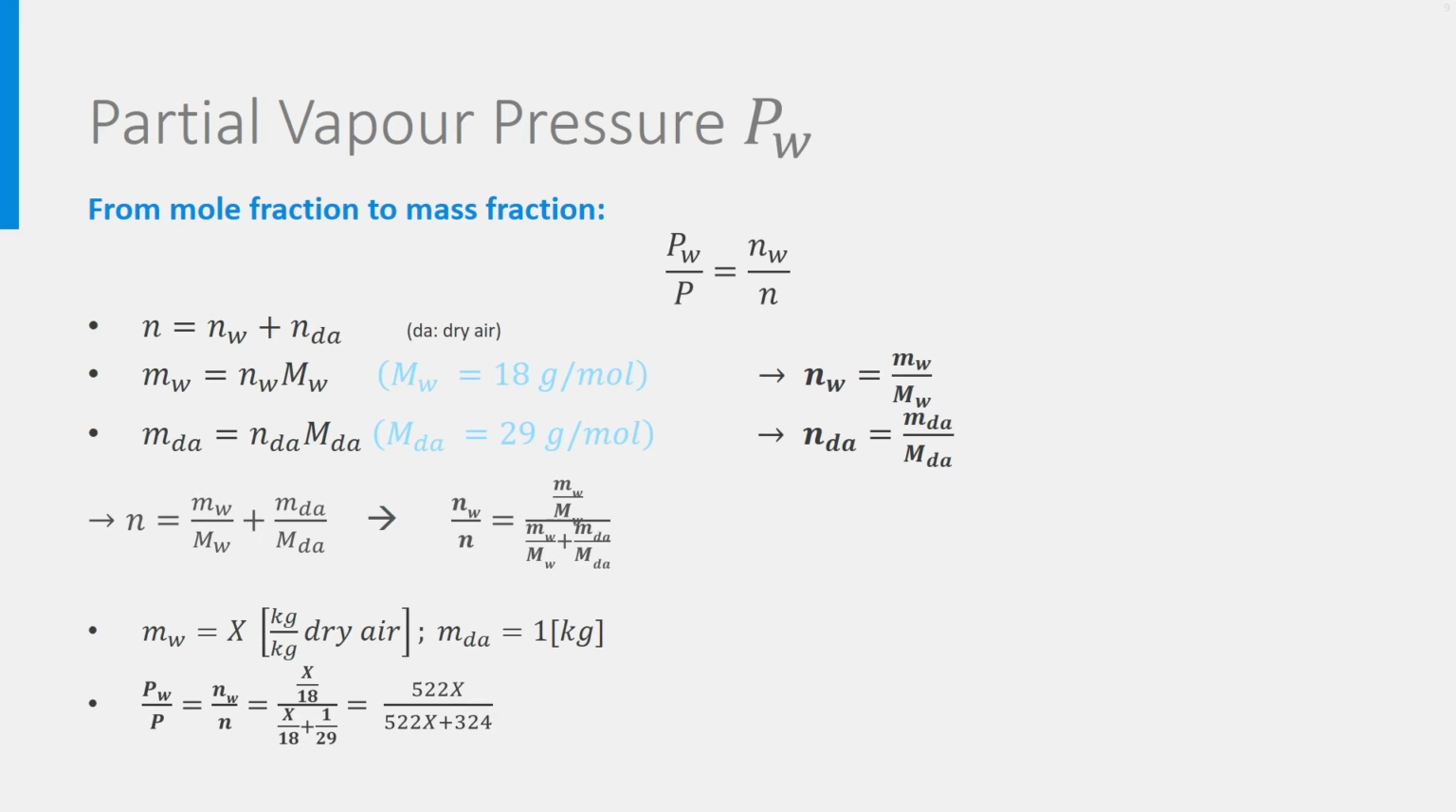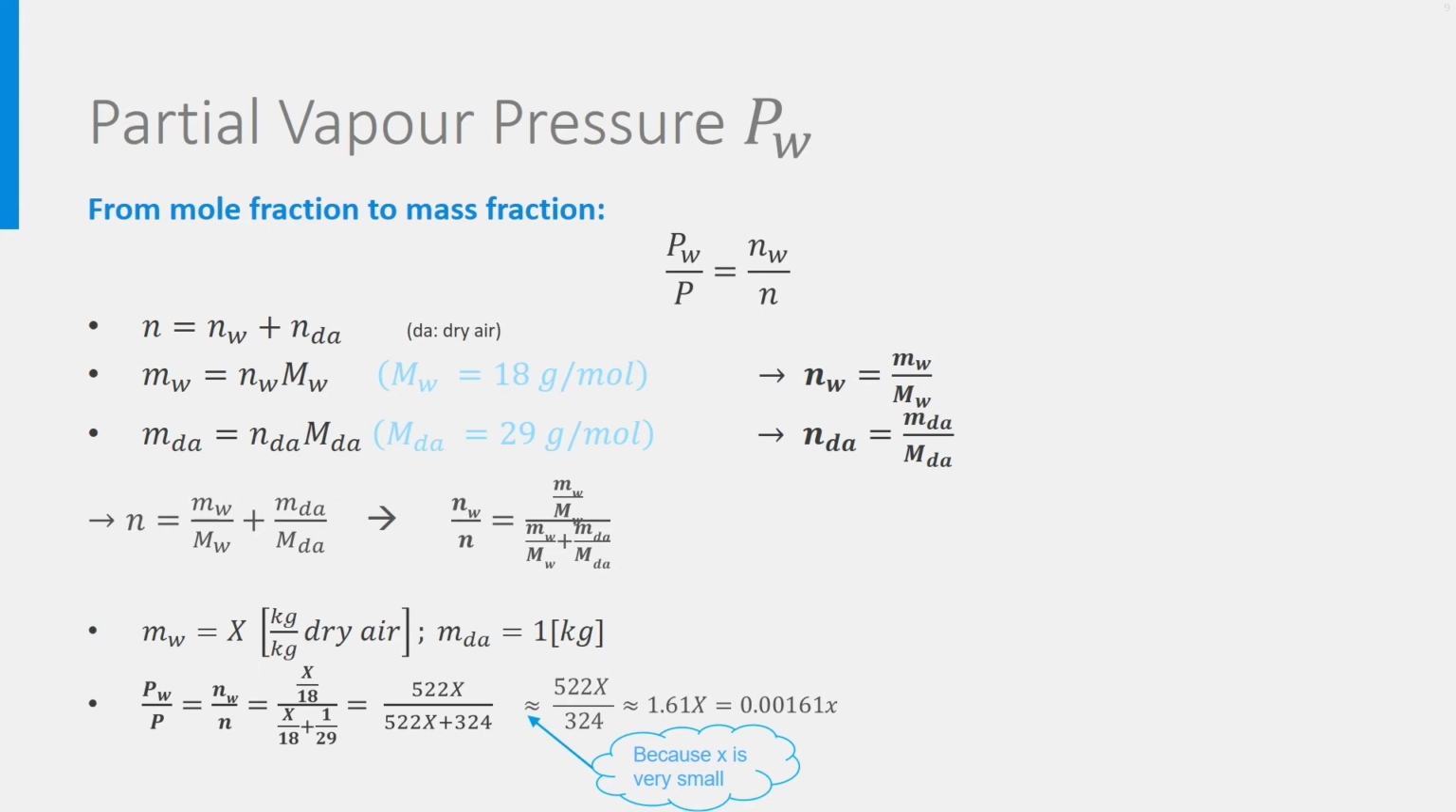If you now remember that x is very small, in general smaller than 0.02, we can then neglect the left term of the denominator, leading to 522x divided by 324, which is 1.61x with capital X, which is 0.00161 small x. So, the partial vapor pressure of water varies linearly with the absolute humidity.